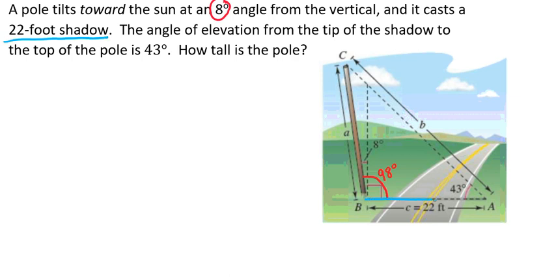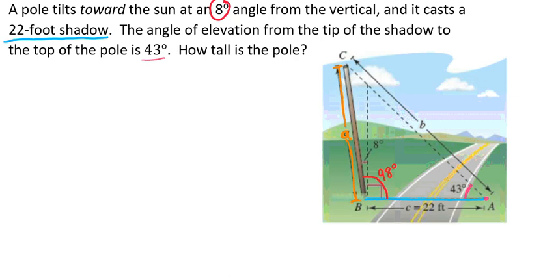Now we're told that it casts a 22-foot shadow. So here's our shadow, because remember, shadows move away from the sun. That's how we know our shadow goes that direction. And then we're told that the angle of elevation from the tip of the shadow, which is right here, to the top of the pole is 43 degrees. So here is our 43 degrees. We want to know how tall our pole is.